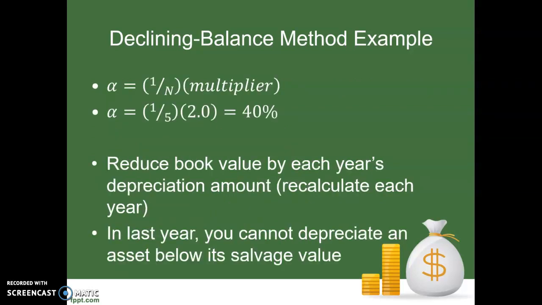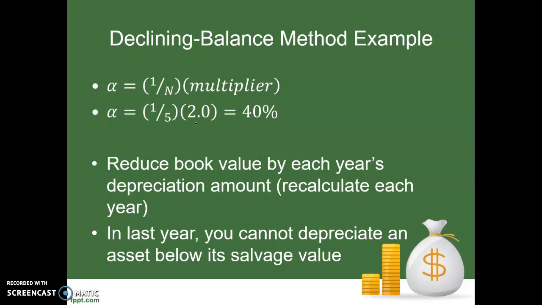So I mentioned in the last video that when using the declining balance method, we take the 1 over n. We're going to basically divide 1 by the number of years. So in this example problem, the asset has a 5-year life. So 1 divided by 5. And then we're going to multiply it by the multiplier, which can vary depending on the type of declining balance method you are using. Common values are 1.5 or 2.